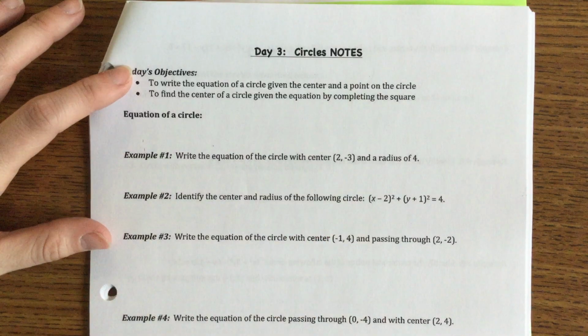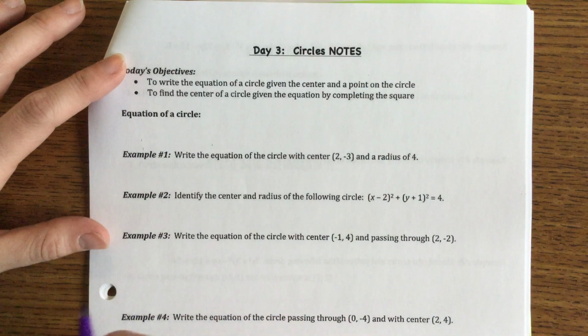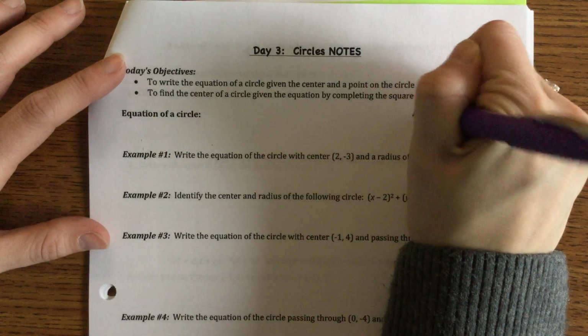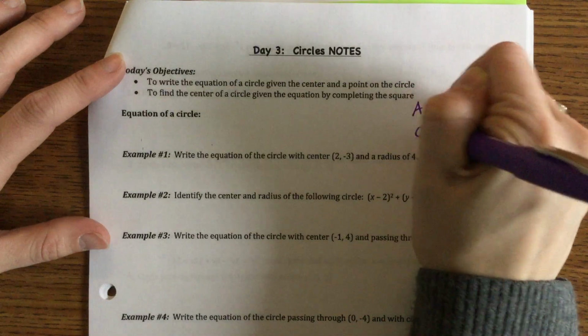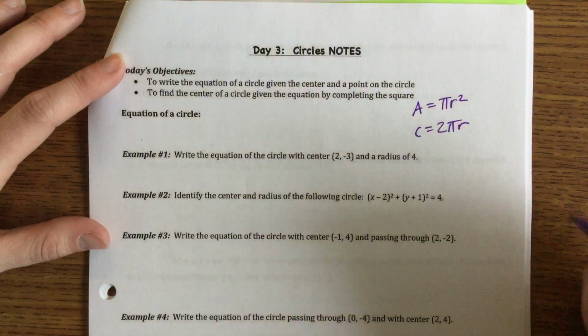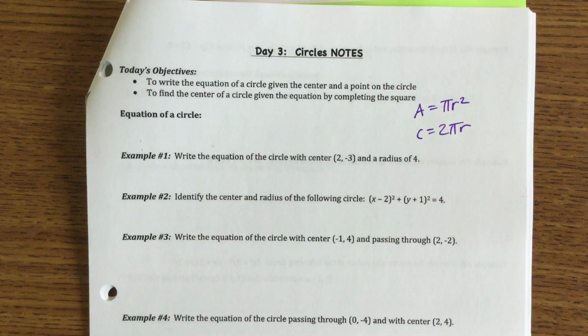Equation of a circle. Anyone remember the equation of a circle? Okay, so some of you said pi r squared. That's area. Some of you said 2 pi r. That's circumference. When I talk about equation of a circle, I mean if I were to graph the equation of a circle in the xy plane. So it's going to be an equation in terms of x and y.